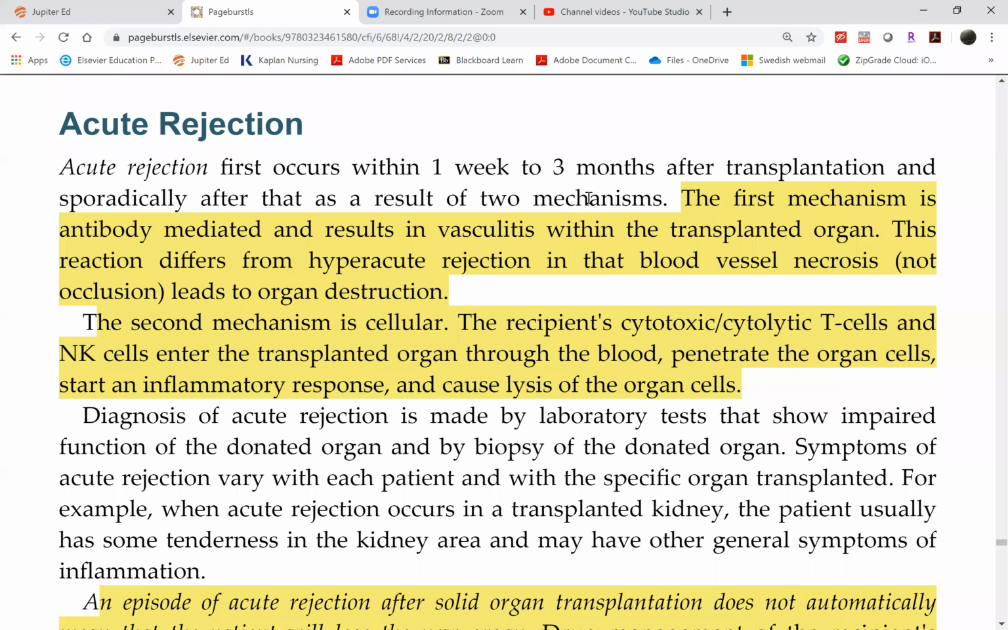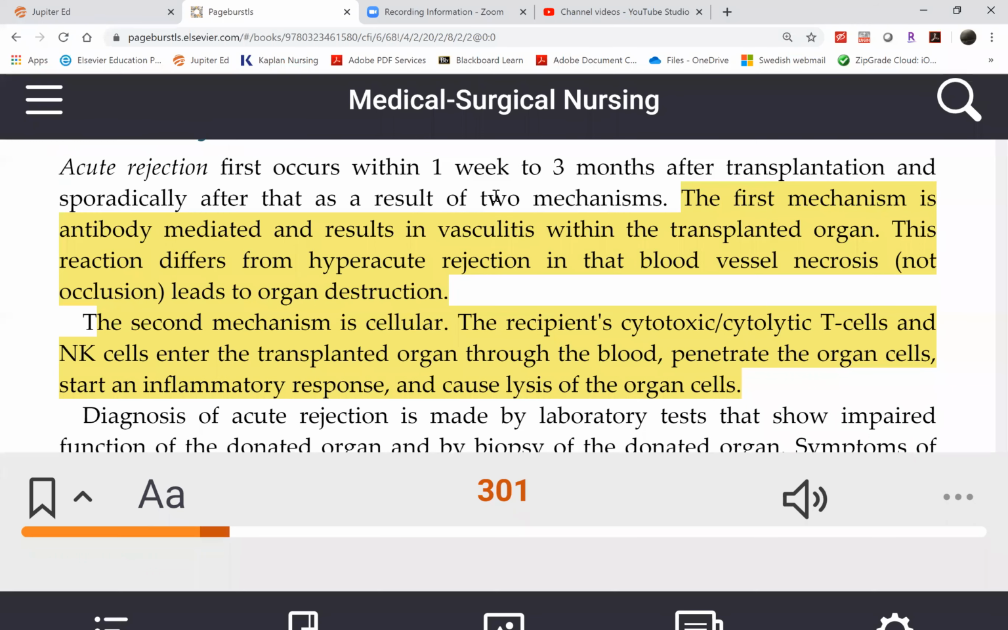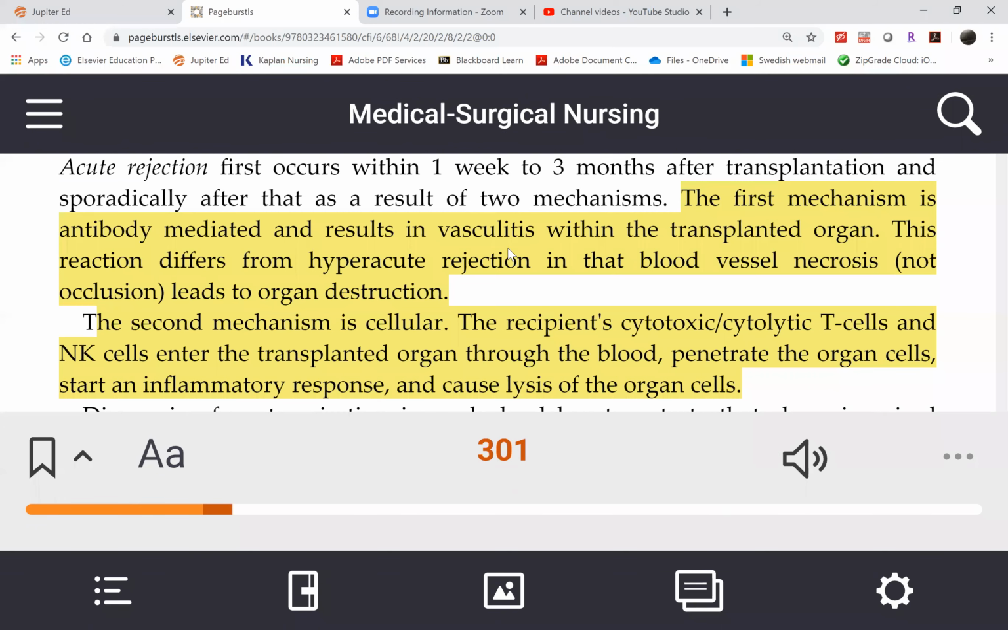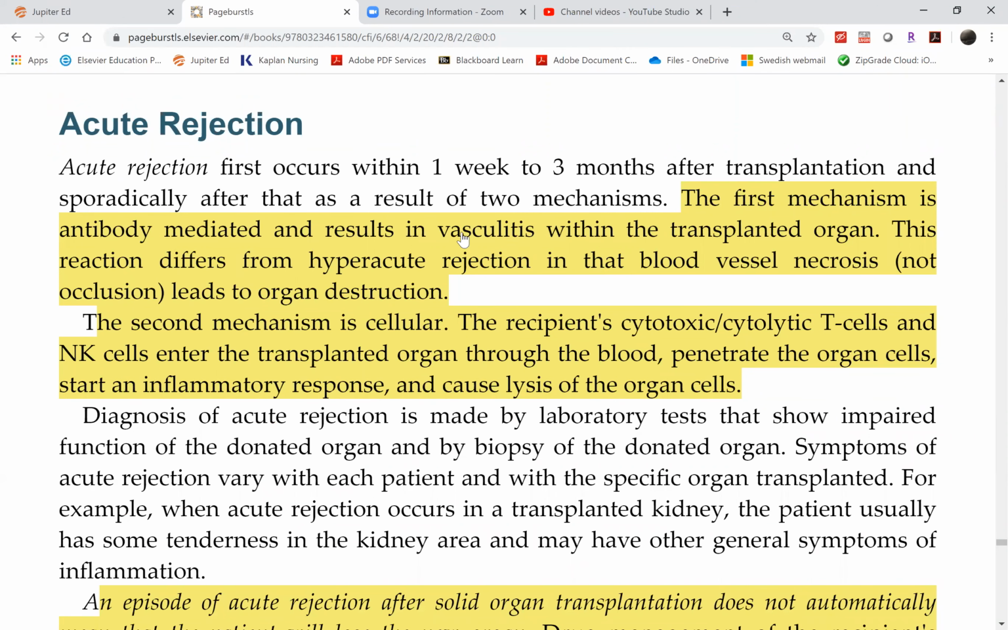There are two mechanisms involved here. Unlike in hyperacute rejection, where the cause was clotting, this one is not clotting. One is vasculitis, meaning inflammation of the vessels of the graft. We'll call the transplanted organ the graft, and the patient receiving it is the host. So the graft develops vasculitis, which is inflammation, swelling of the vessels, but not clotting.